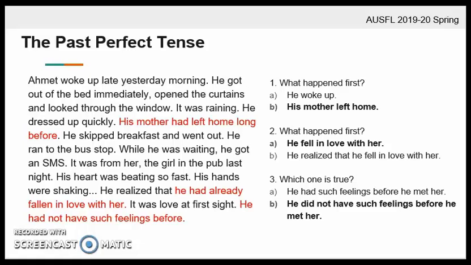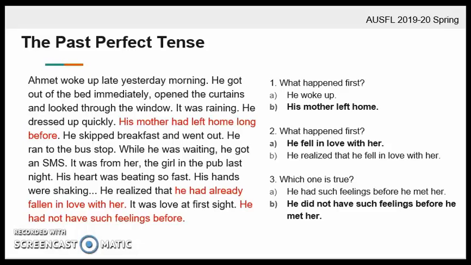Second question also asks about the first action. He realized that he had already fallen in love. This sentence in our text shows that he fell in love with the girl yesterday, but he realized it later, after he got the message. So the answer is A.